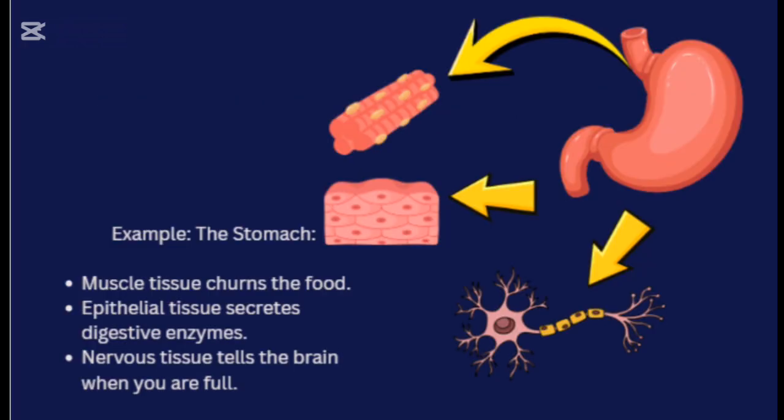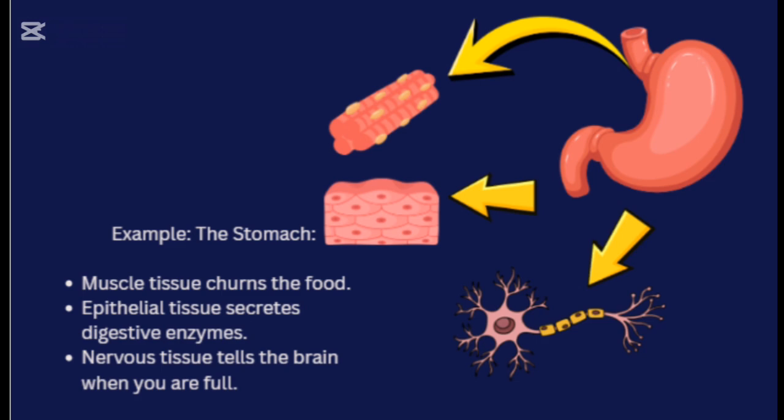Let's look at the stomach to see how those tissues we learned about actually work together as a team. In the stomach, we have three different types of tissues. The first one is the muscular tissue. By contraction, it churns the food. Think of it like a blender mixing everything up. The second type is the epithelial tissue, which is the lining that secretes enzymes to break that food down chemically.